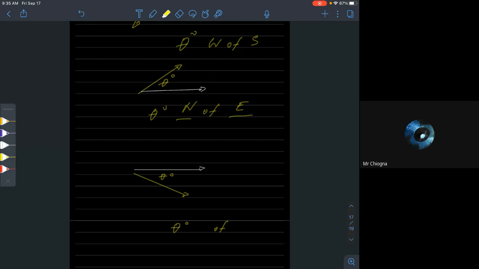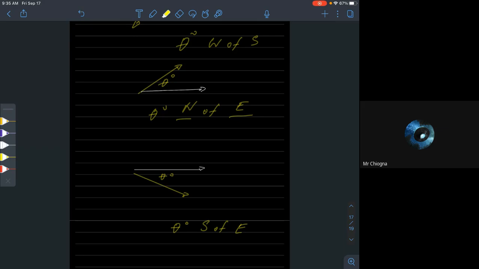How did you find that? East? White arrow is east. What about the resultant? Which way is it pointed? Which way is it leaning? Down or up? Leaning down, right? Which is south. Okay, so you need to know that.